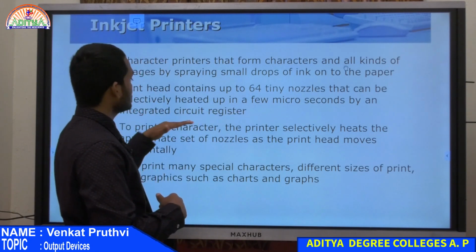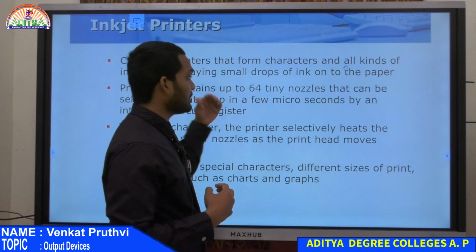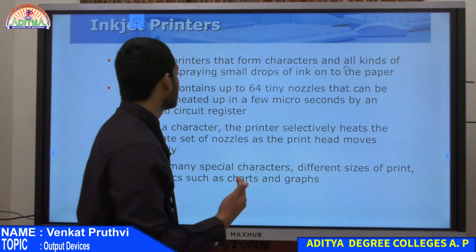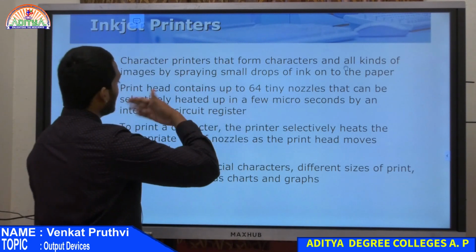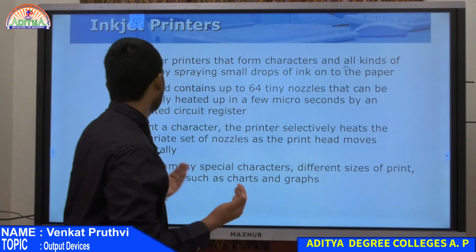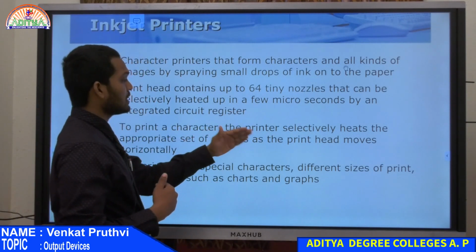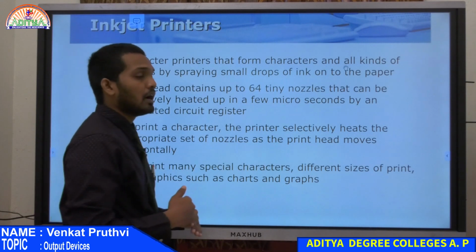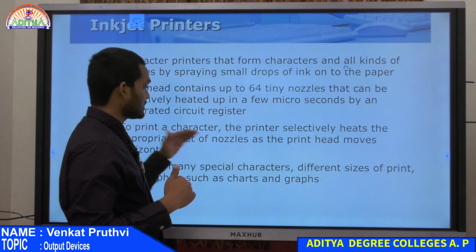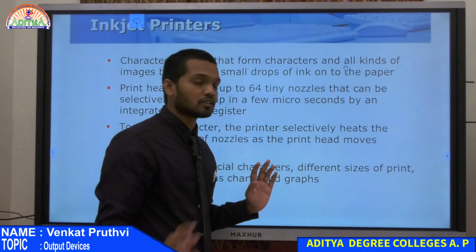These integrated circuit registers are selectively heating up in a few microseconds, and they are helping us to spray small drops of ink onto the paper. So that way we have 64 tiny nozzles that are helping us to print the output onto the paper. Next, to print a character, the printer selectively heats up the appropriate set of nozzles as the print head moves horizontally. As the print head is moving, it is heating up the appropriate set of nozzles, and those nozzles are spraying the required output onto the paper.